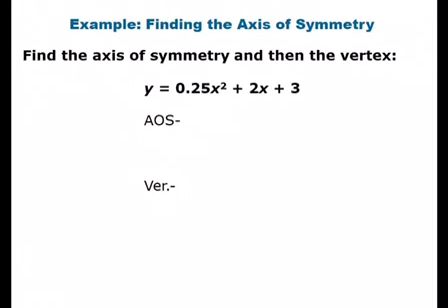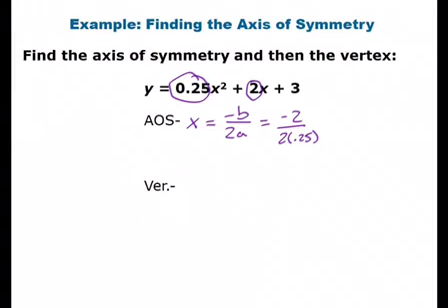All right, let's try another example. We've got y equals 0.25x squared plus 2x plus 3. So same idea here. We want to find our axis of symmetry first. So x equals negative b over 2a. So I've got b, I've got a. So I've got negative 2 over 2 times 0.25. Well, 2 times 0.25 is 0.5. And then negative 2 divided by 0.5, well, that's going to be negative 4. So our axis of symmetry becomes x equals negative 4.